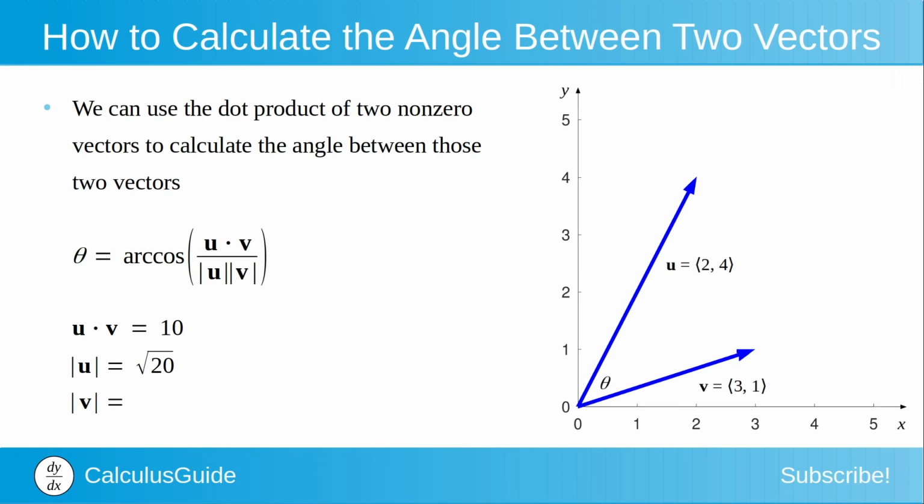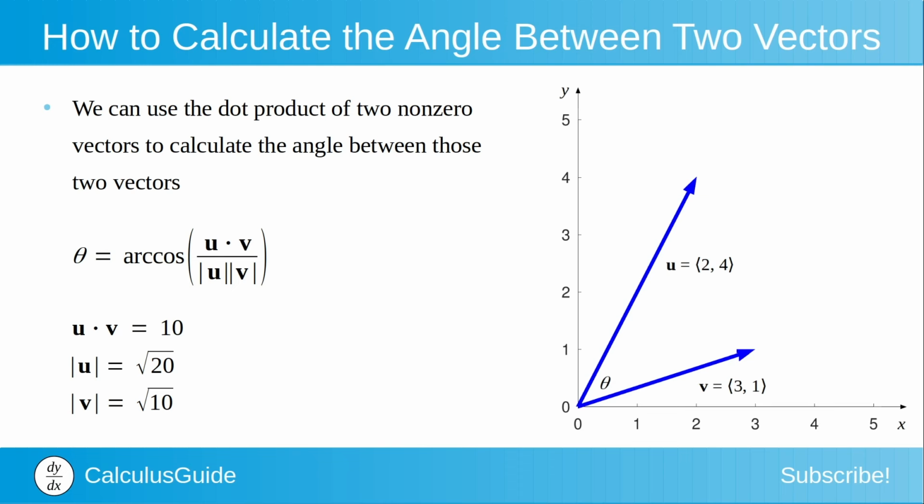The length of the vector v is equal to the square root of v1 squared plus v2 squared. This is equal to the square root of 3 squared plus 1 squared. 3 squared is equal to 9, 1 squared is equal to 1, and 9 plus 1 is equal to 10. So we've calculated that the length of the vector v is equal to the square root of 10.